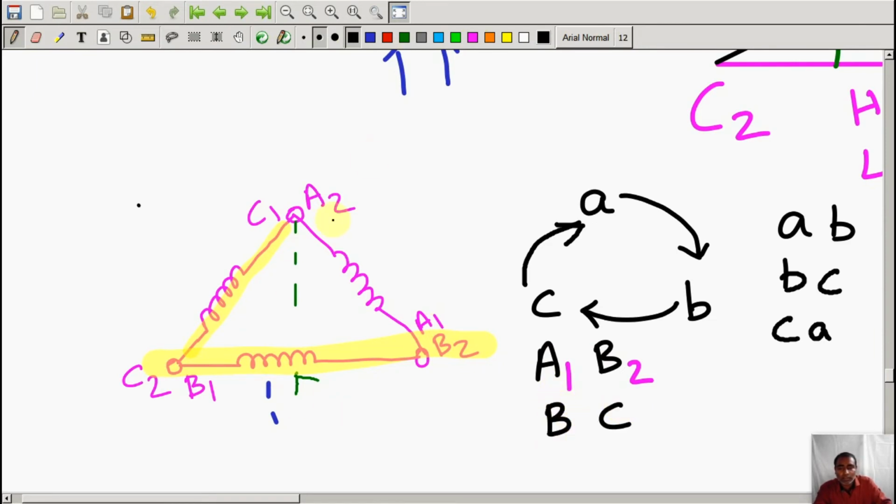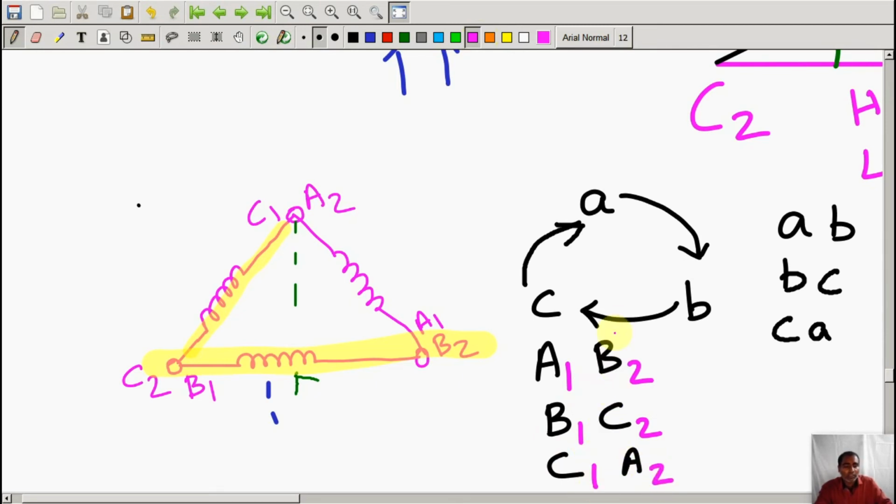B, C, the suffix order is again 1, 2. Then the next thing is C, A. So for C, A, what is the suffix order? Again it is 1, 2.